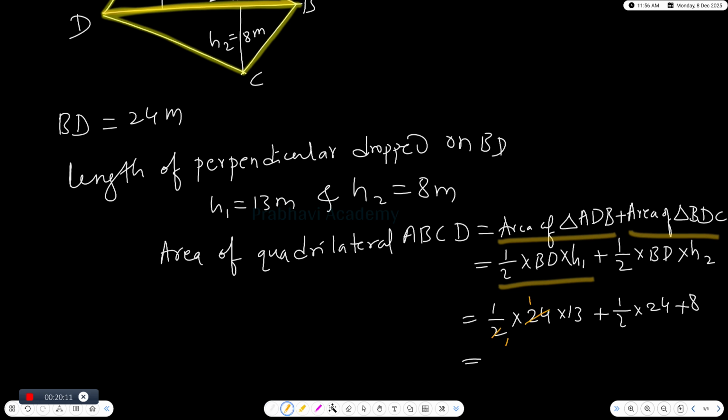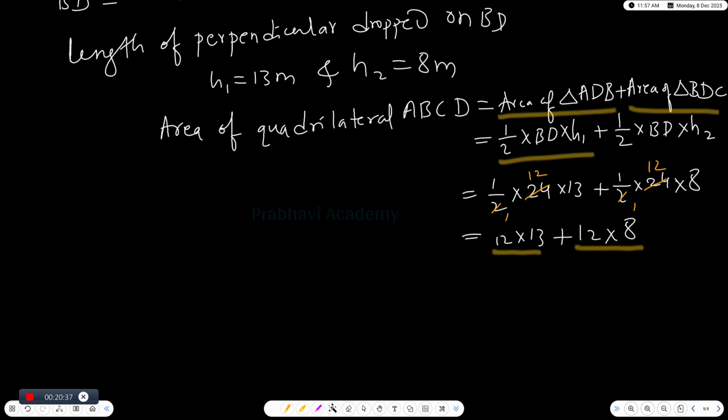H2 is 8. So I will cancel these. 2 ones are 2, 12s are. Here 2 ones are 2, 12s again. So 12 into 13 plus 12 into 8. Here you can see 12 has appeared twice. So I will take as a common 12 into bracket 13 plus 8 I can write. Or otherwise directly I can multiply 12 into 13 and 12 into 8 and I will sum up that. So this is also one method.